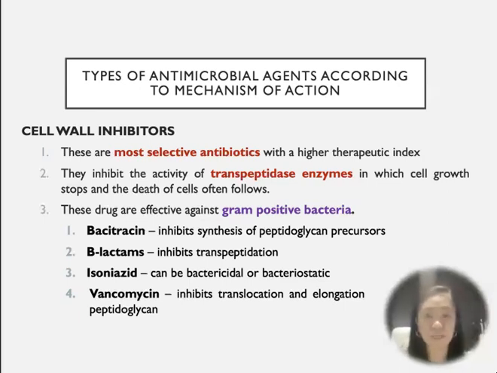Okay? So this was discussed previously. Bacitracin would inhibit synthesis of peptidoglycan precursors. Beta-lactams would inhibit transpeptidation, the process itself. Isoniazid can be bactericidal or bacteriostatic. And vancomycin inhibits translocation and elongation of peptidoglycan, so it seems to build up the peptidoglycan in a specific area in the cell wall.